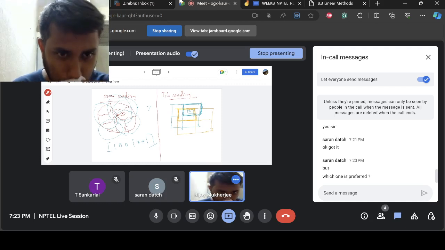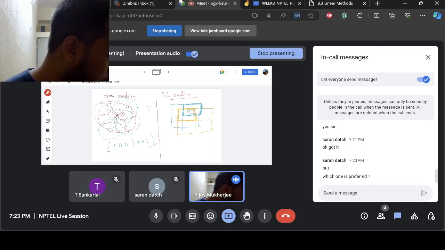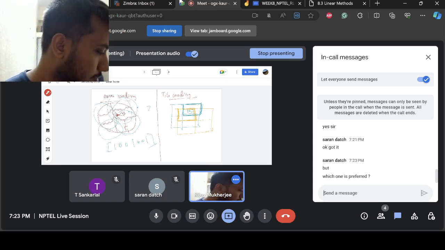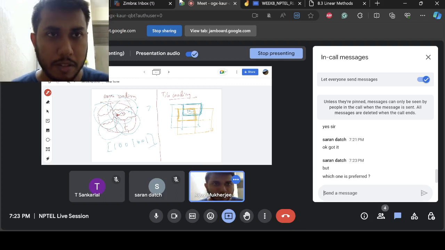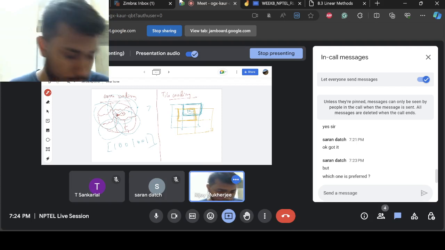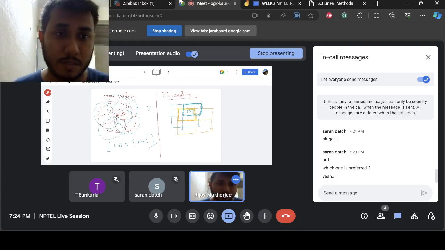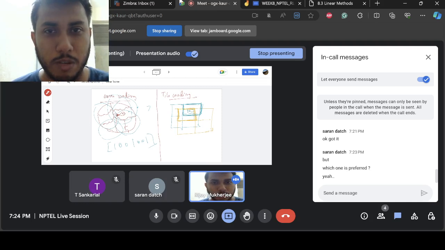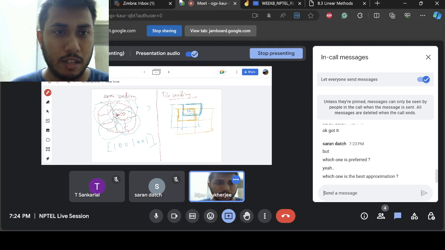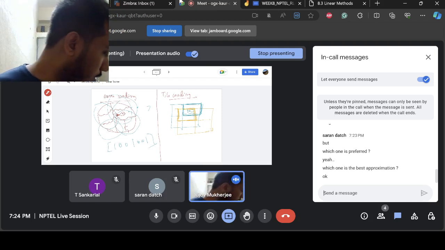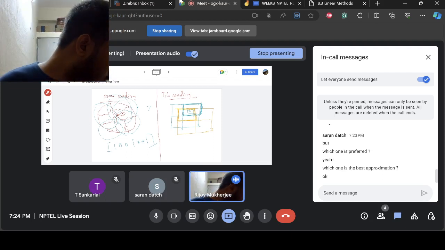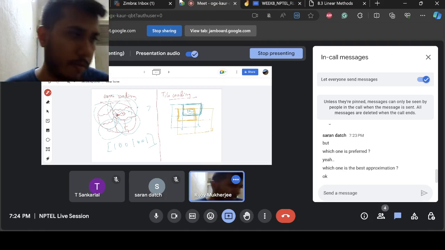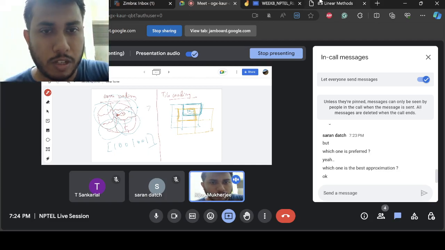Which one is preferred? See, each one of them has their own use cases. Which one is preferred, coarse coding or tile coding? If you can fit it in a tiling kind of structure, then obviously you will use tile coding. But not everything can be envisioned like that. Which one is the best approximation? There is no such data given in the book. We have to search for it.